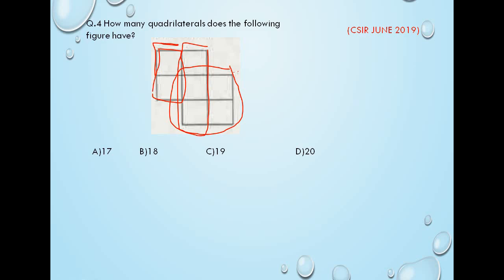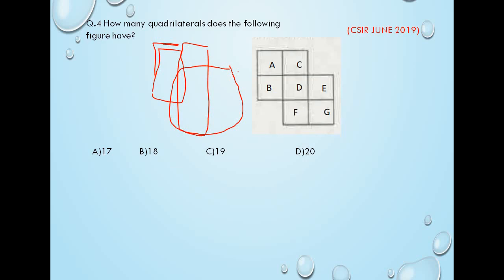To make this question simple, I have alphabetically labelled these small squares like this. Now let's consider how many quadrilaterals are possible individually, with an individual square like A, B, C and D. You will find that there are 7 quadrilaterals having only one square. The number of quadrilaterals having one square will be 7. How? You can count with me: A, B, C, D, E, F, G. So there are 7 quadrilaterals having only one square.